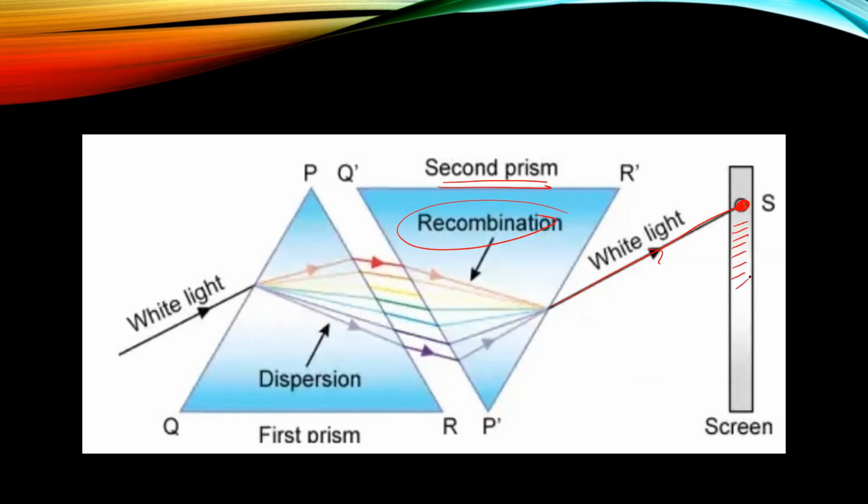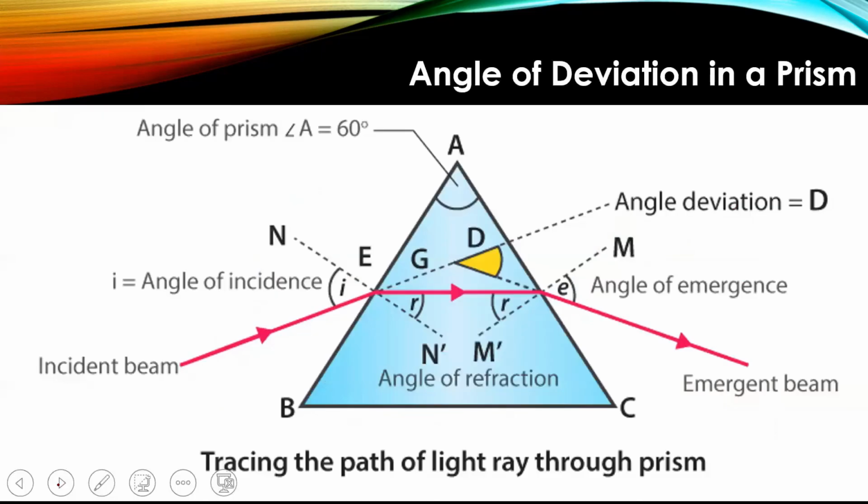But against our expectation, we only get one single beam of white light. That means what is happening? These entire 7 colors are getting recombined together and again forming one single ray of white light. Understood? Okay.